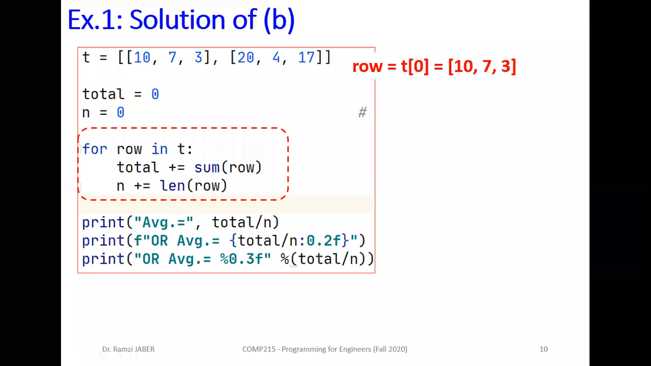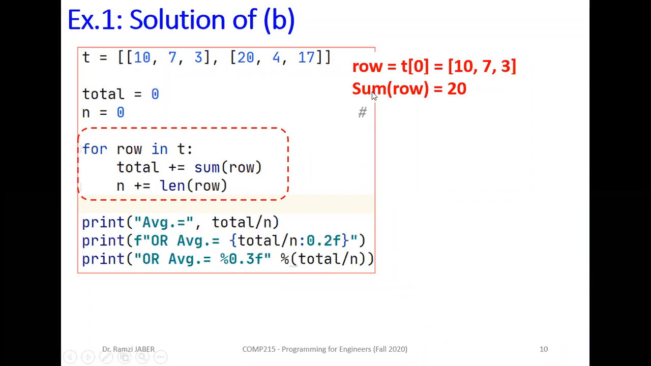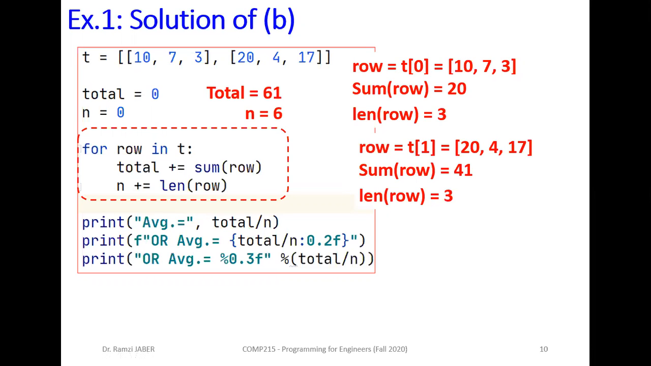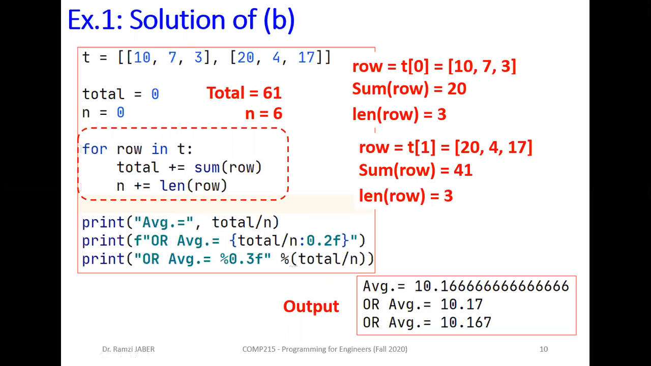Okay, faster. Example here. For row will be T0. Sum of row, directly using the built-in function in Python, sum will give us 20. Length of row will be 3. This is the first iteration. Now row plus 1 will be T1, the second row, the same. Sum of row 41. Length also 3. Okay, to get total 61 and n equal to 6, and the same output, of course. So this is faster than solution A.